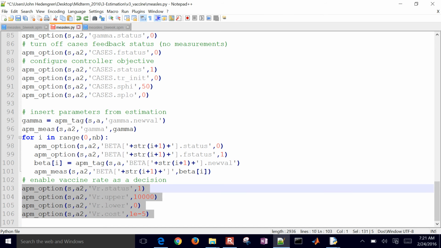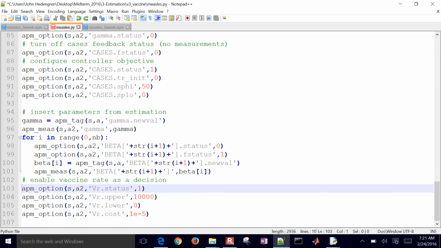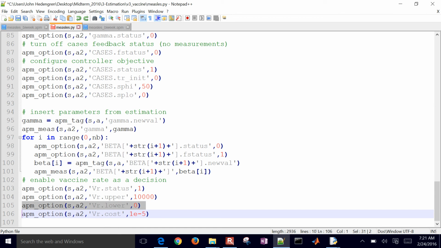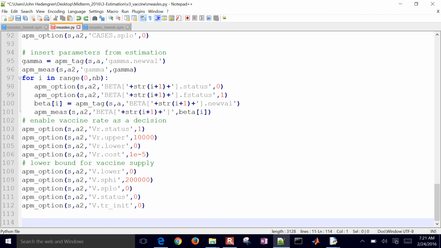Okay, so here are a couple. This vaccine rate, I'm going to turn that on as a manipulated variable. That's going to become a degree of freedom. I'm going to have an upper bound of 10,000. That's how many I can vaccinate each 2-week period, and a lower bound of 0. I can't extract the vaccine and recover that. Okay, and then I put a cost, just a slight penalty there to say, all else being equal, let's just try to minimize the number of vaccines that we distribute.